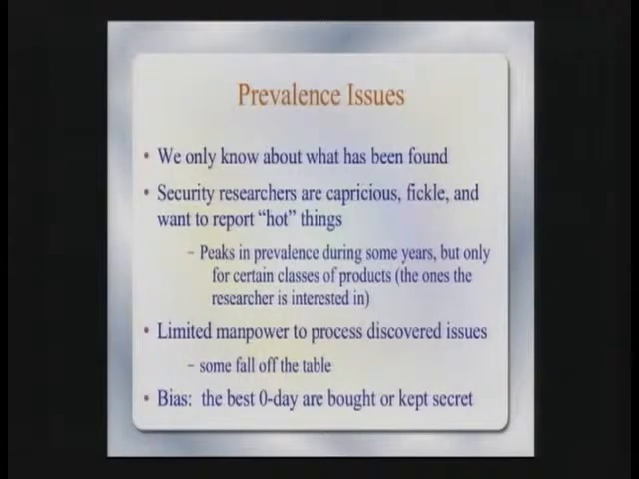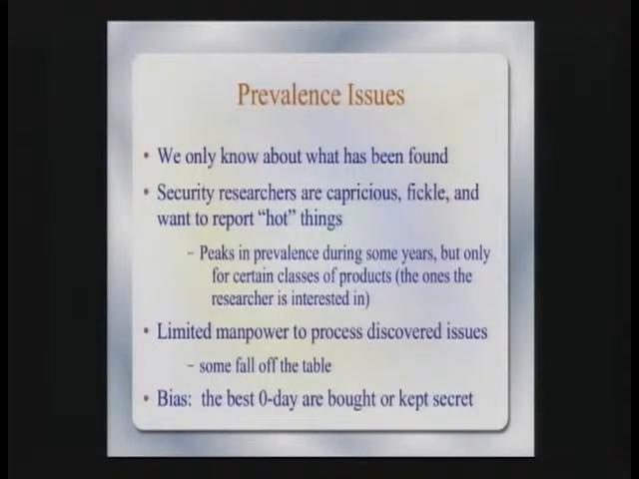Now prevalence has problems too, because we only know about what's been found. On top of that, people researching vulnerabilities research what they feel like. So they can be capricious. They can want to report on hot things and not do it systematically. That leads to peaks in prevalence during certain years, and then the next year there's nothing, and then the next year again some more vulnerabilities found of the same type.